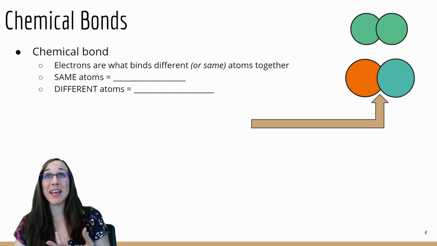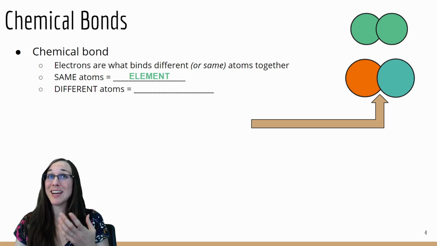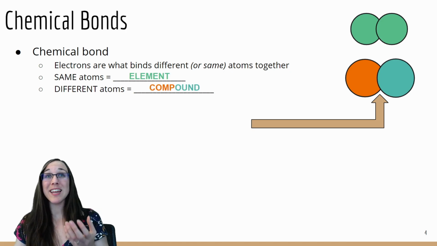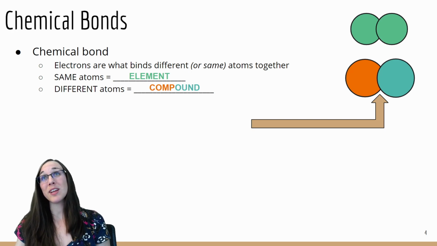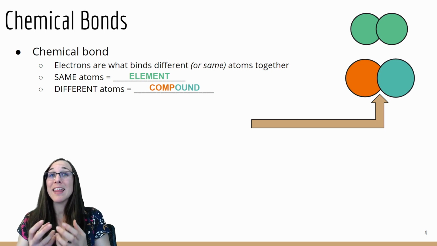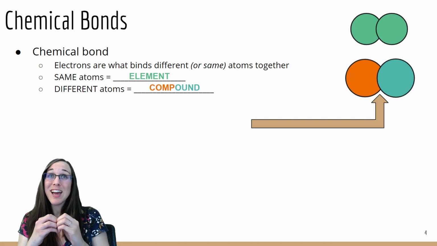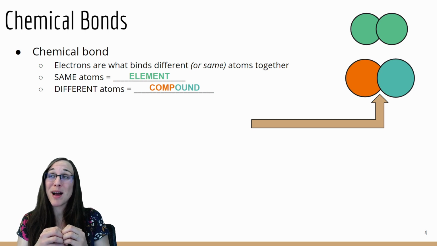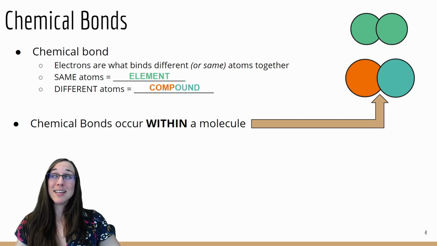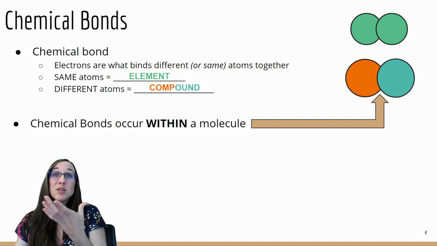Chemical bonds can be holding atoms that are different or the same together. If they are the same atoms, we call it an element. If they are different atoms, we call it a compound. So from the picture I've showed here, the two same colored atoms at the top would be symbolizing an element, and the orange and the blue atoms would be symbolizing a compound. Those two circles held together by a chemical bond, both of which, as a flashback, elements and compounds are both molecules. Keep in mind and keep them differentiated that a chemical bond is within a molecule and an intermolecular force is outside of a molecule, between two different ones.